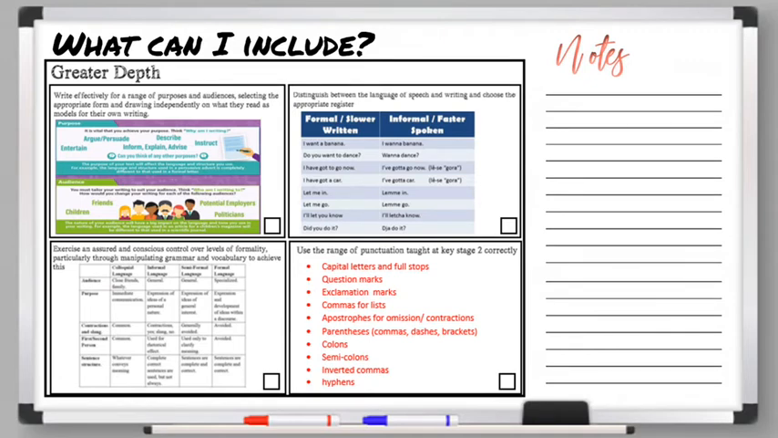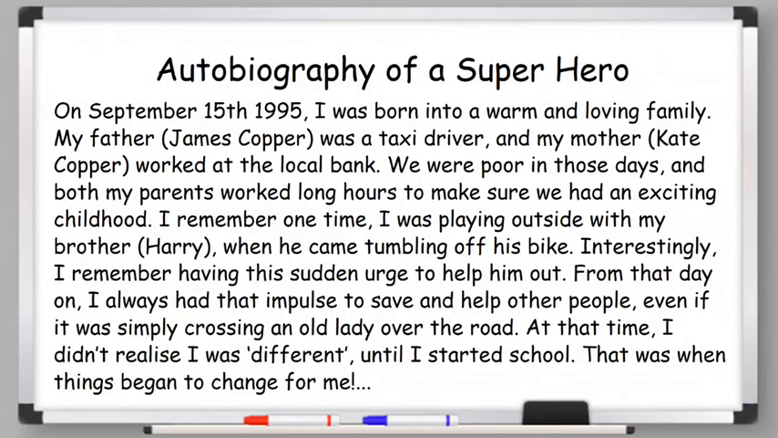So on your screen now is an example of the beginning part of an autobiography. This is by no means the whole thing, it's just the very, very first paragraph to give you an idea. So it's an autobiography of a superhero. So remember, it's written from the perspective of the superhero. On September the 15th, 1995, so already starting straight away with a fronted adverbial of time, when did this happen?